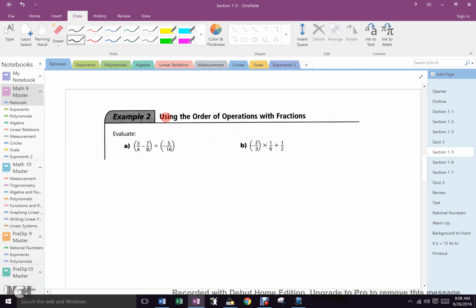What do you think happens with fractions? Is fractions math? Does all math follow the same rules? So does BEDMAS apply to fractions? Yes. I will tell you in a moment. So what do I got to do first here?